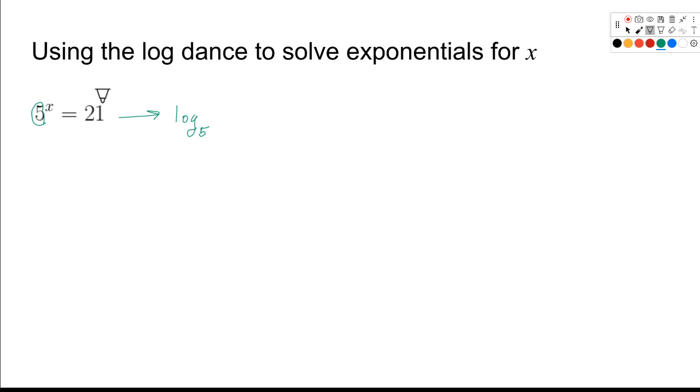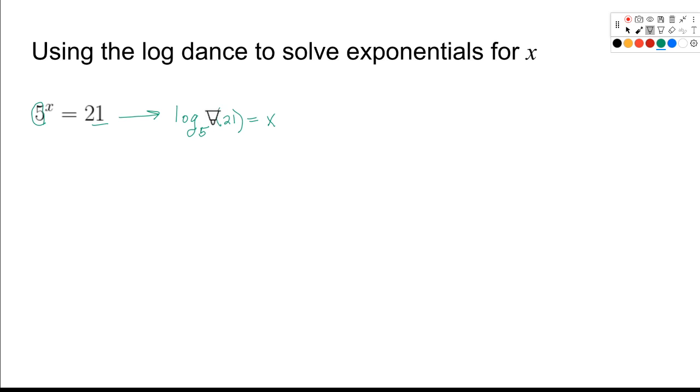And the x has to go up to the other side, and the thing that was by itself, the output, now becomes the input into the logarithm. And notice we have solved this for x. Now, if they want an exact answer, this is the exact answer. If we put this in our calculator, we're getting an approximate, right?